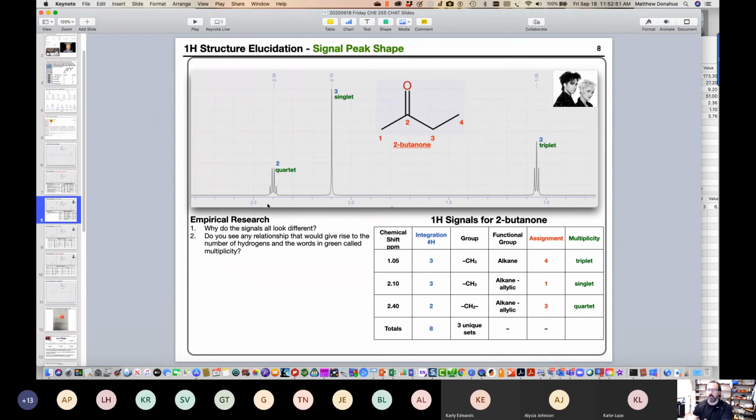so these peaks all look different, right? Why do they look different? Do you see a relationship that would give rise to the number of hydrogens and the words in green called multiplicity?